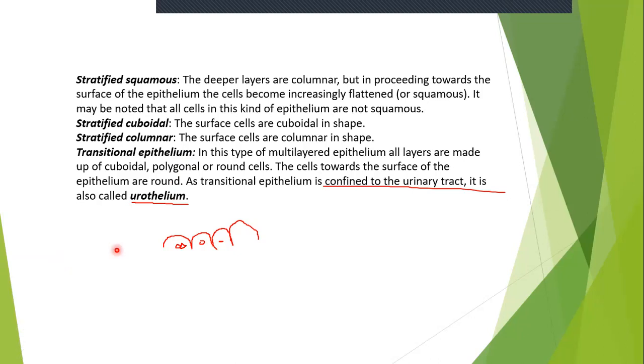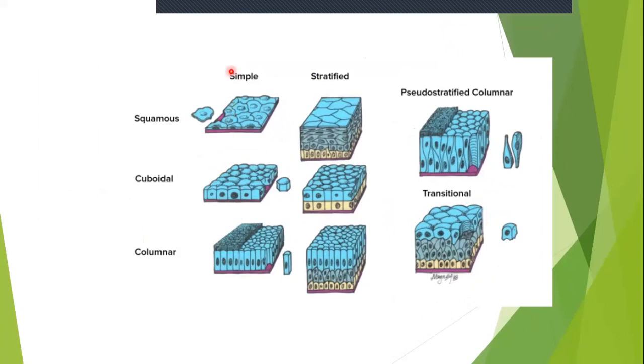Let's look at that. Here we are. You can see this column is simple. This column is simple. This is stratified. Then these are the other two. This is simple squamous: you can see the cells are flattened. These are cuboidal: you can see it is somewhat square in shape with a round nucleus. This is columnar: the nuclei are oval and the cells are somewhat rectangular in cross section. Then stratified, you just look at the cells at the surface. So this is stratified squamous, stratified cuboidal, stratified columnar.